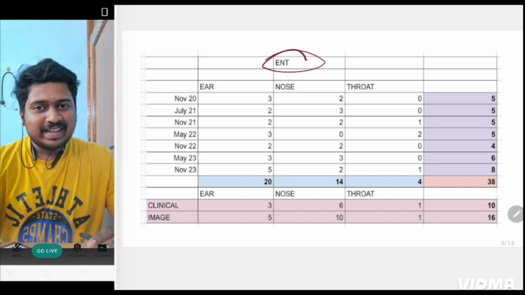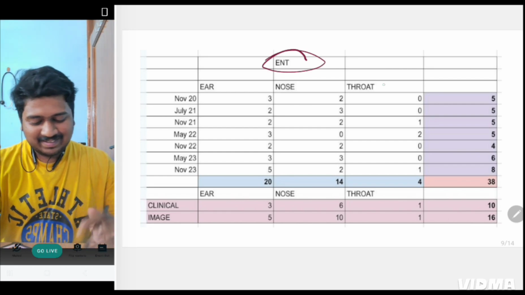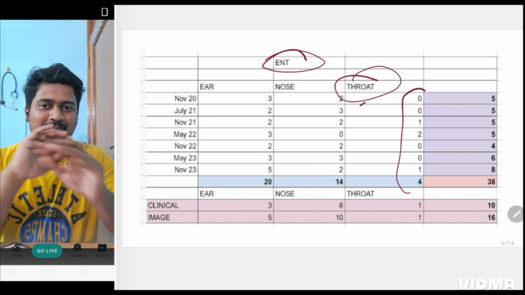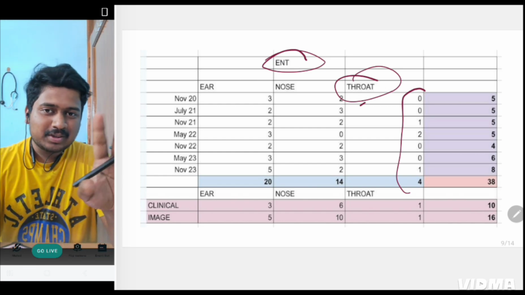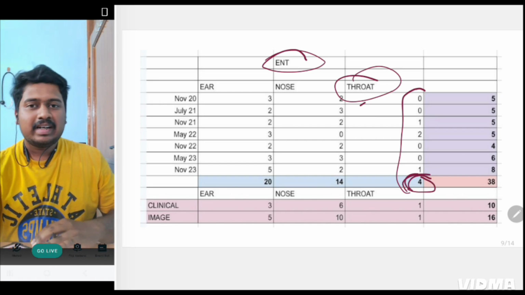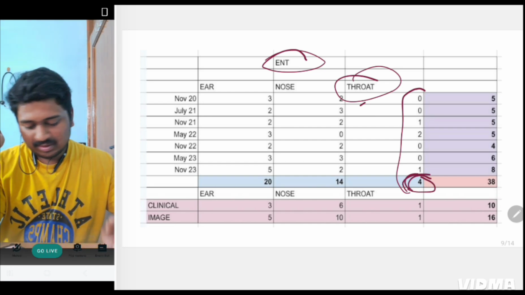ENT is divided into ear, nose and throat, and under throat you will see very few questions. So the first take-home message is, don't study throat. It's not worth your time. If you have time, you can go and read, and I'll also tell you what to read in throat. Otherwise, don't read throat.